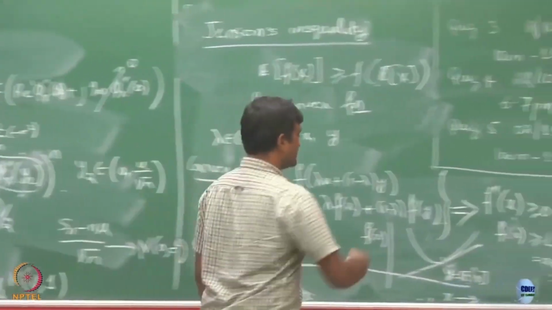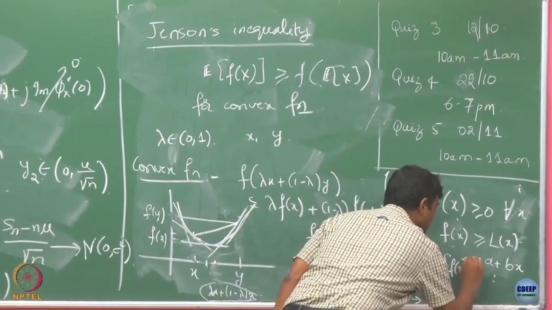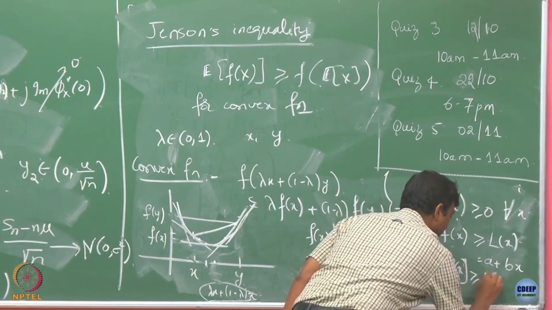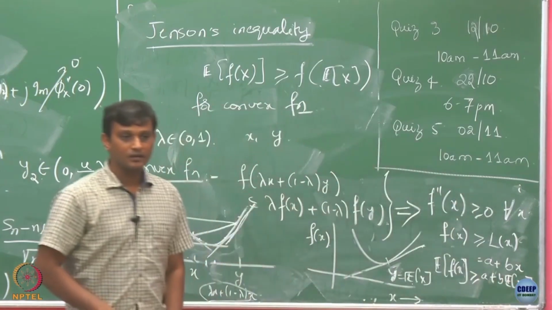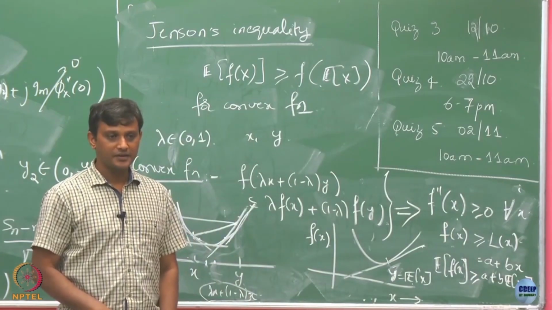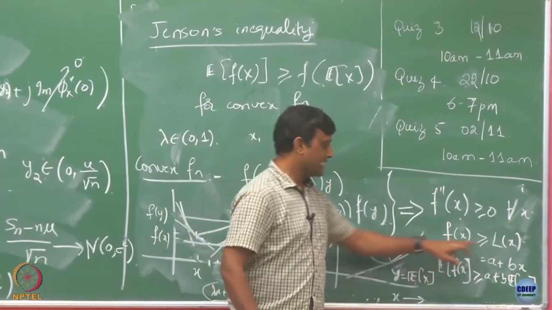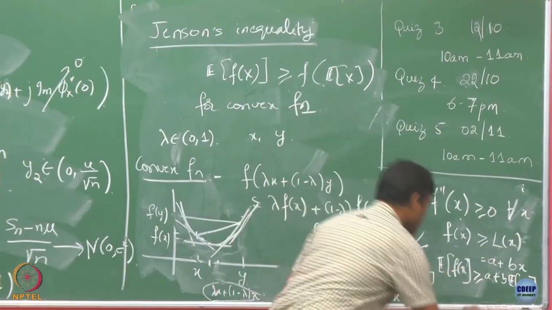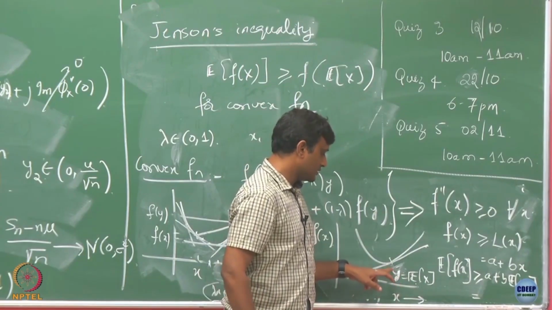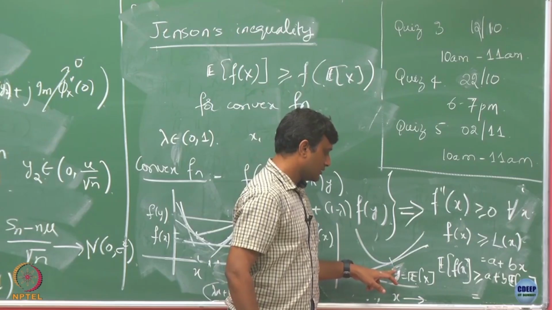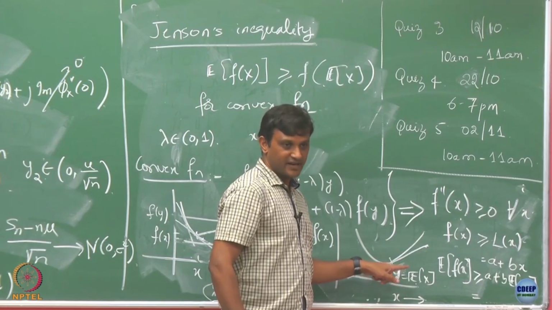right. Now let us take an expectation of this, and this is going to be a plus b expectation of x, right. Is this true? I just applied expectation to both sides, right. And what is this? At this point this is the line a plus bx, right, this is a plus bx.